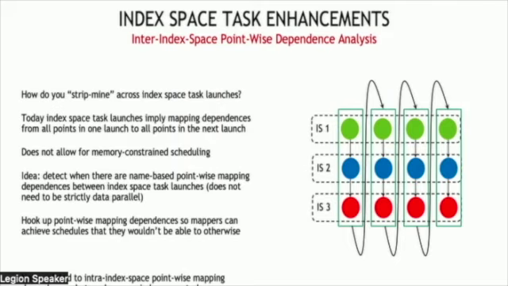I'll remind everyone that this is related to something we already support today: point-wise dependencies between points in the same index-based task launch. It's very similar to this, but now it's applying across index-based task launches, from one to the next one. So we're effectively going to have support for both of those things now, so you can have point-wise name-based dependencies in both scenarios.